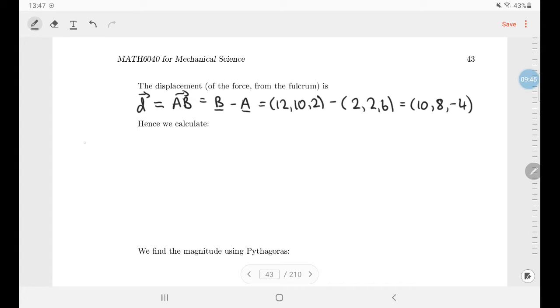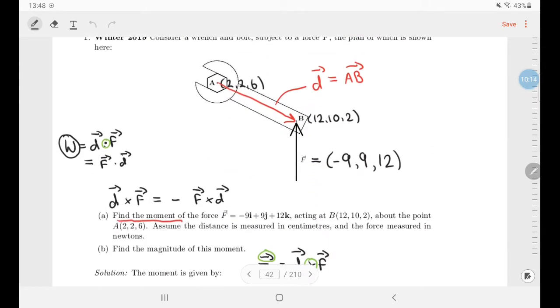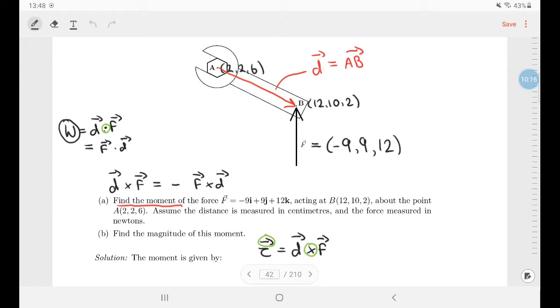So now we're going to calculate the torque, which is not force dot displacement or displacement dot force, because it's a vector, not a scalar. So it's a cross product, vector product, and the order is d then f. If you do f then d, you're getting minus the answer. You will lose marks from me. So I'm just going to go back and get the force here. So the force is minus 9, 9, 12.